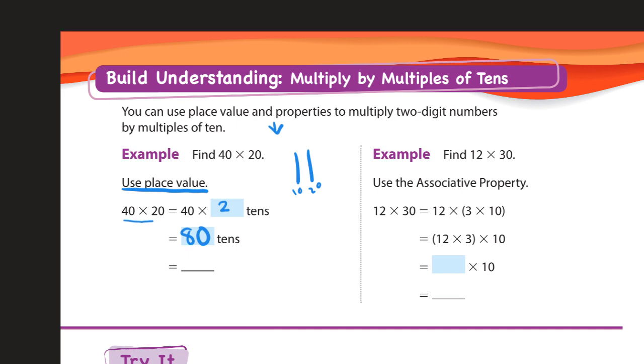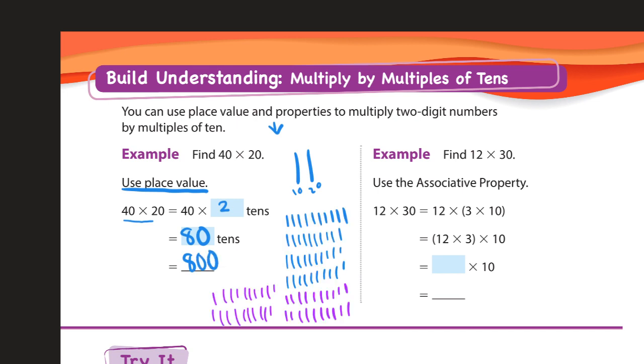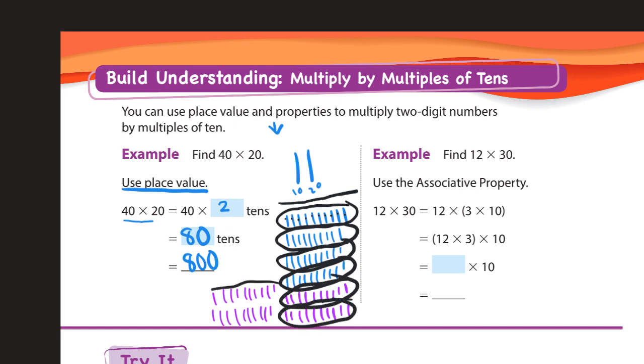But 80 tens equals 800. I drew here 80 tens. And I know that when I have 10 tens, I have 100. So 10, 20, 30, 40, 50, 60, 70, 80, 90, 100. Each of these rows represents 100. So I can count 80 tens. Let's see. This is 100, 200, 300, 400, 500, 600, 700, and 800. So 80 tens is 800.